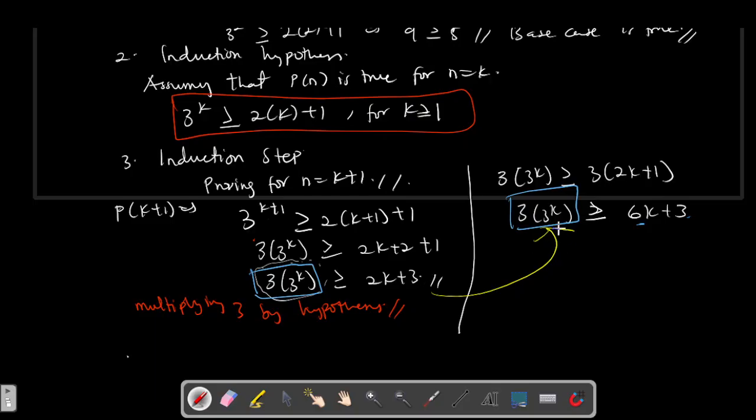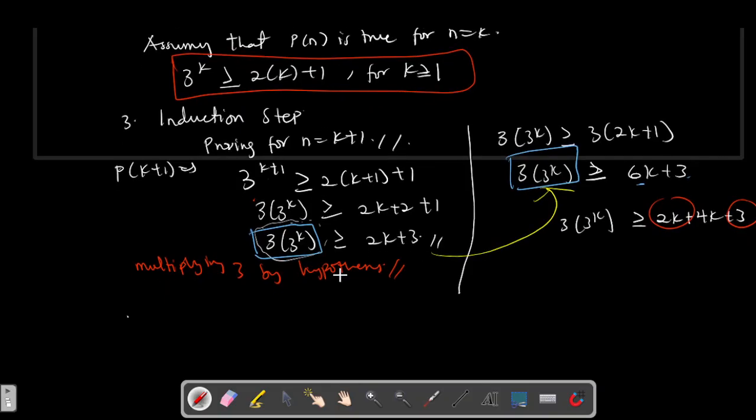So the easiest way is we can decompose this further and say that 3 multiplying 3 to the power k is greater than or equal to 2k plus 4k plus 3. Now you can realize that we have the 2k here, we have the 3 here. There is still an extra 4k. So now you can see that this 6k plus 3 is bigger than this. And you know that this expression is also bigger than this. Therefore, this will be bigger than this. As simple as that.